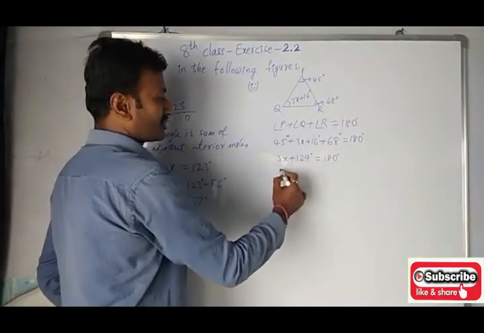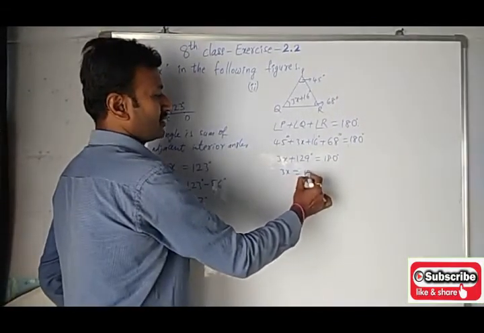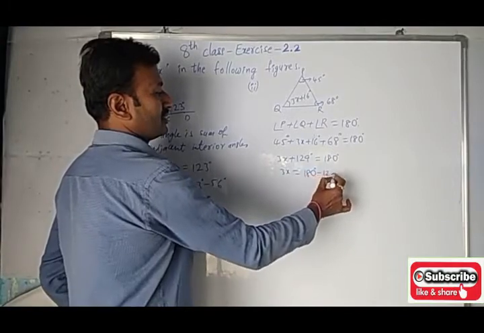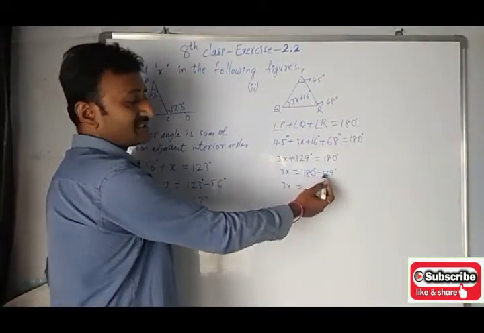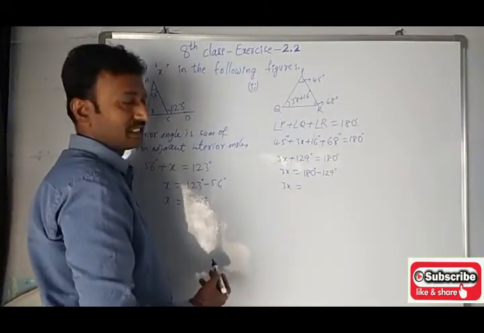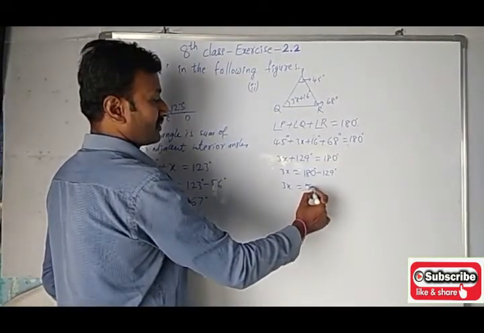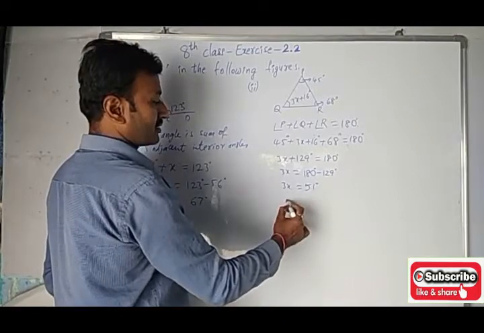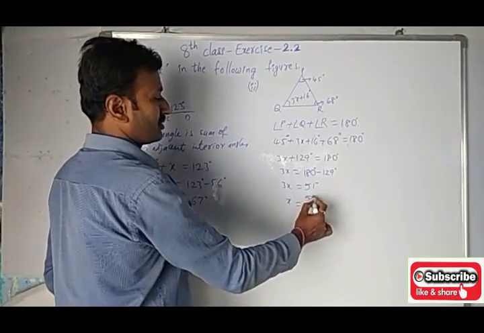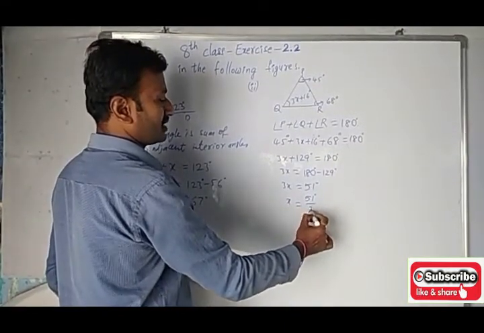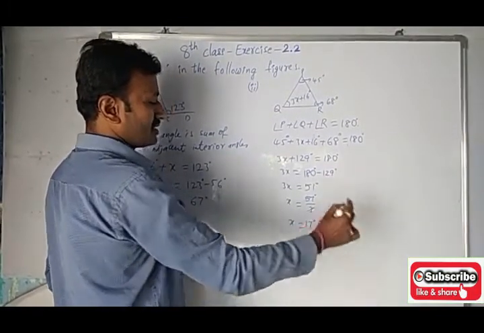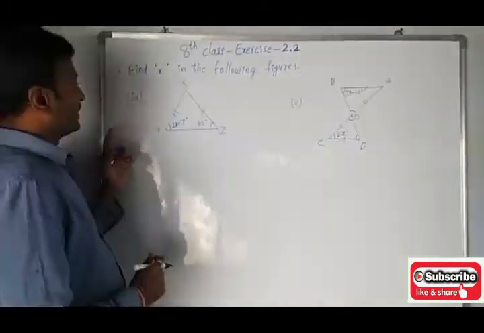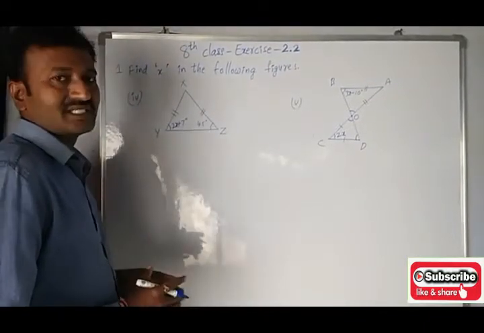Now 129 transpose to that side. What will we do? It will subtract. 3x is equal to 180 degrees minus 129 degrees. What we will get? 51 degrees. So x is equal to 51 degrees by 3. Here cancel. What we will get? 17 degrees. In the fourth question, what condition is given?